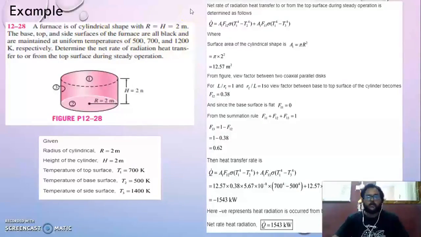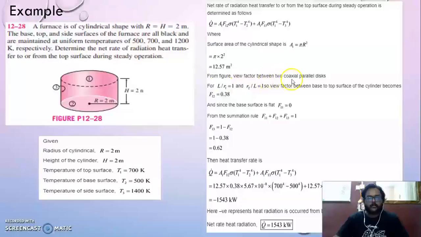The first step is we write down the formula. The formula would be Q dot is equal to A1 F12 sigma (T1 to the power of 4 minus T2 to the power of 4) plus A1 F13 sigma (T1 to the power of 4 minus T3 to the power of 4). To find the area, we use the formula pi r squared. You know the radius is 2, so we will get the area as 12.57 meters squared.